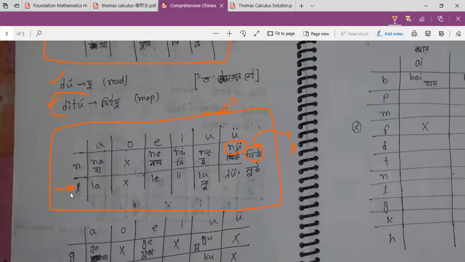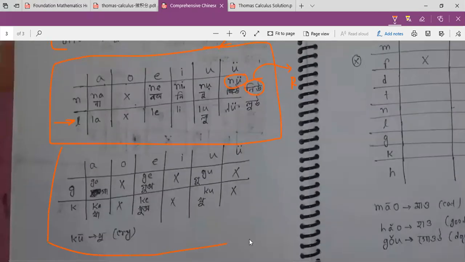L row, right? La. Le. Li. Lu. Okay, so let's move on here.